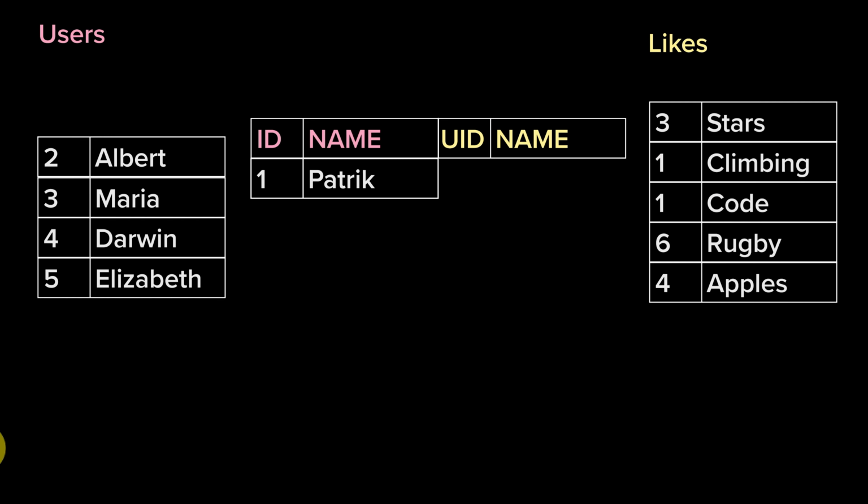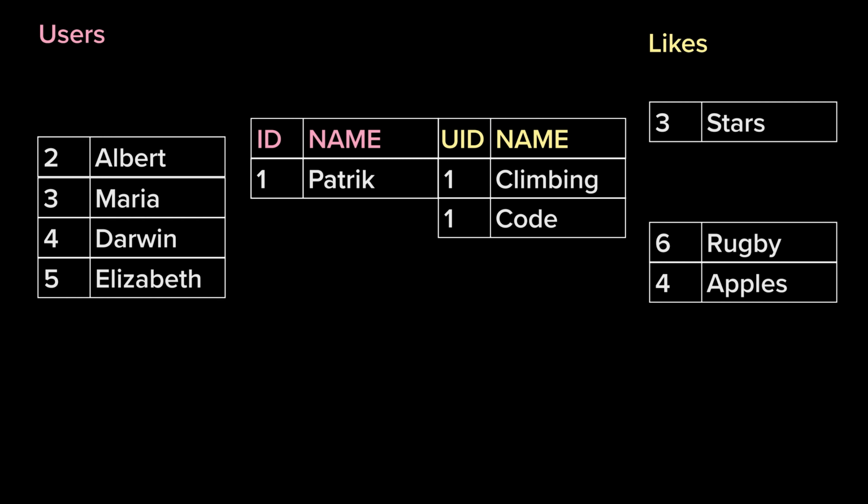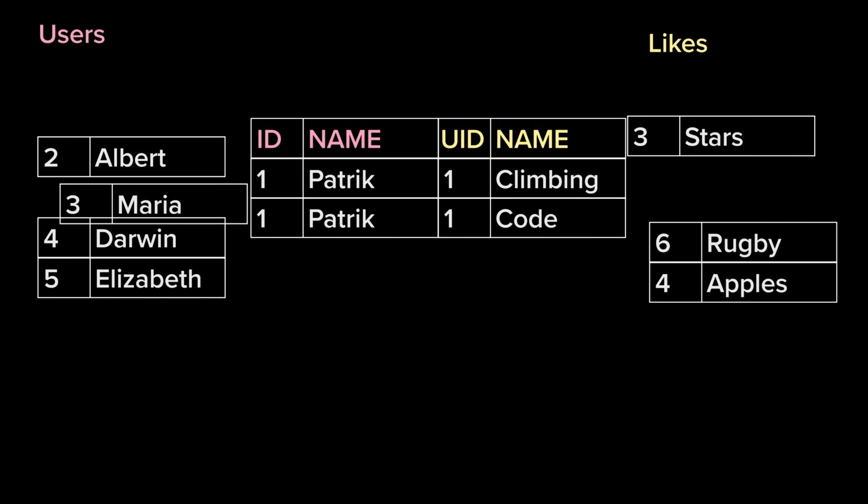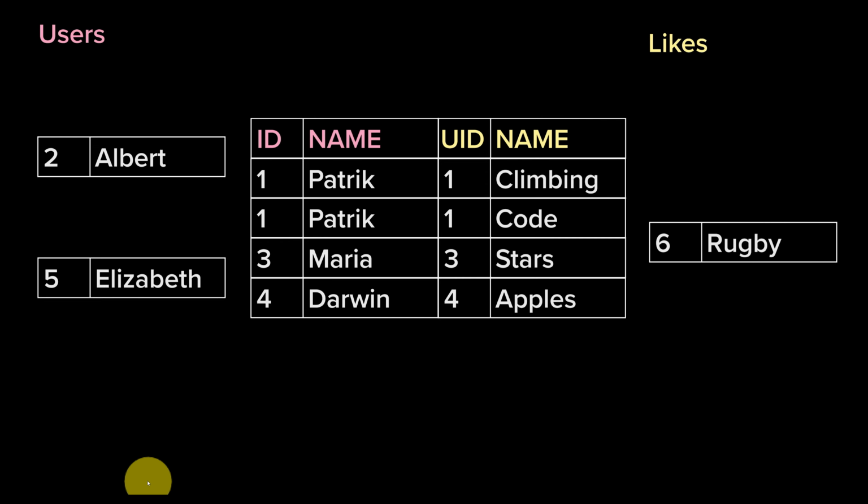We're going to join these 2 rows, climbing and coding, and then because there are multiple rows, we're going to duplicate this. All right, so now we have 2 rows. Patrick likes climbing and Patrick likes coding. And then Albert likes nothing, so we're going to ignore him. So then we are going to get Maria likes stars, Darwin likes apples, and then that's it. As you can see, this is what join does.